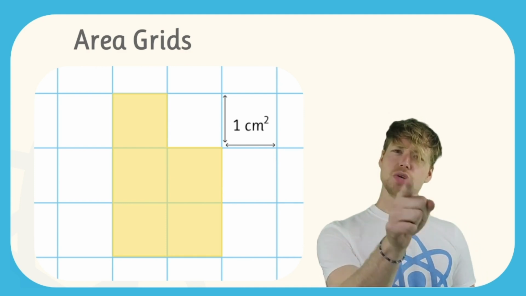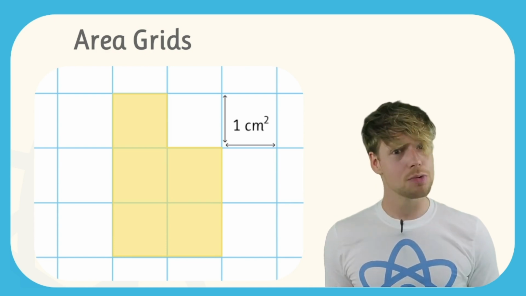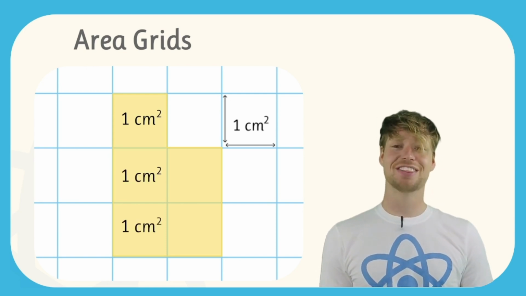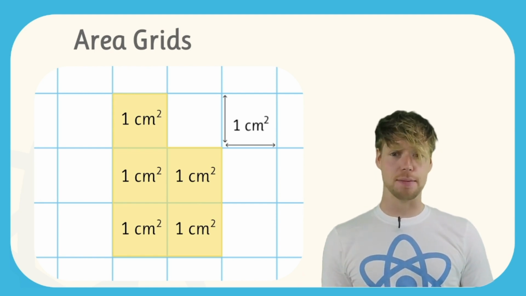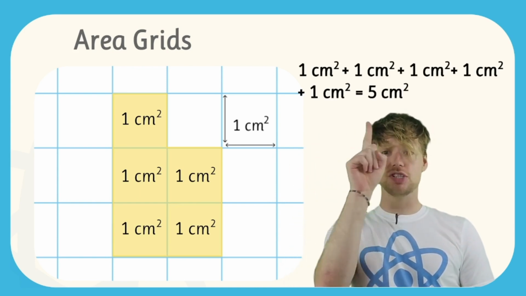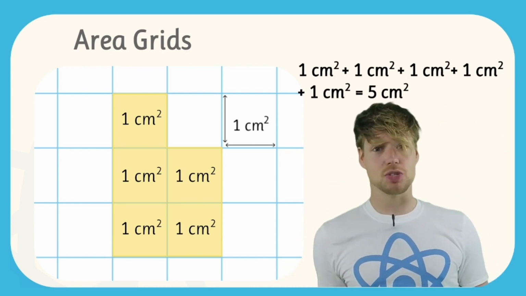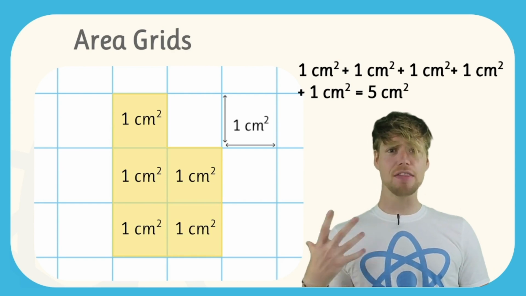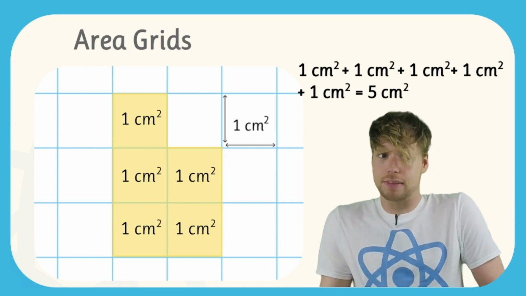So, can you think what we could do to work out the area of this shape? Well, all we have to do is count up the number of squares. So let's do that. 1, 2, 3, 4, 5. So there are 5 squares in this yellow shape. Each square is worth 1 centimeter squared. So our equation to work out the area is 1 plus 1 plus 1 plus 1 plus another 1. That's 5 centimeters squared. Remember the units, don't forget them. So this is how we can use an area grid to work out the area of a shape. Your maths book might have an area grid. That's a really common place to see one.